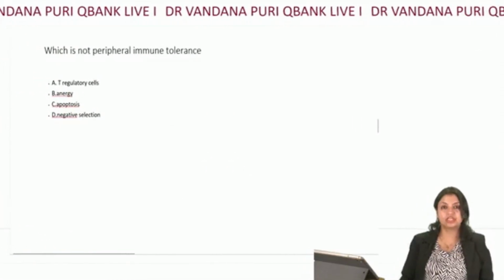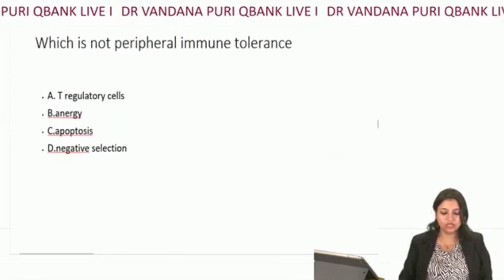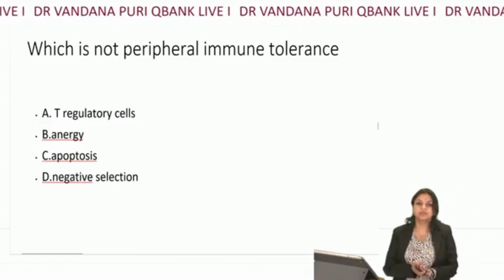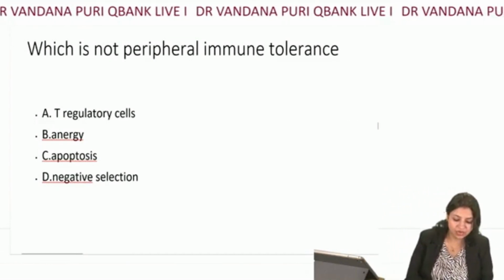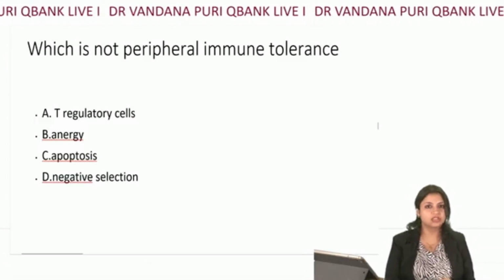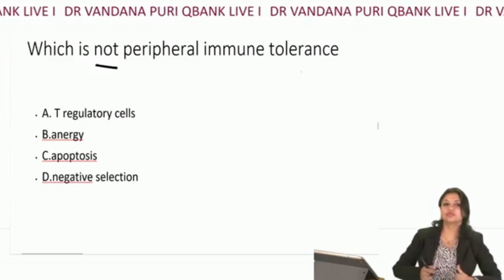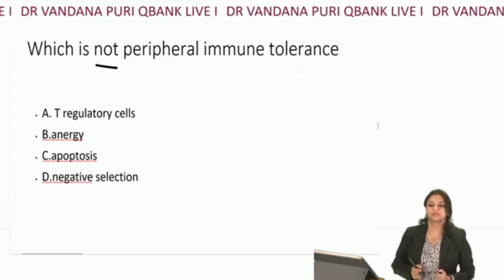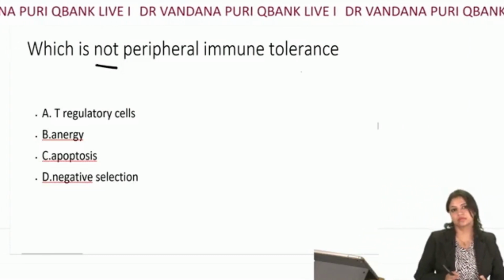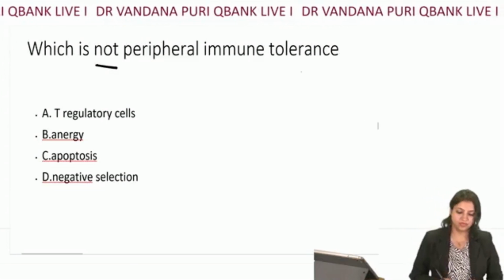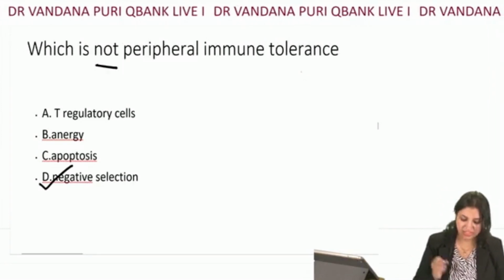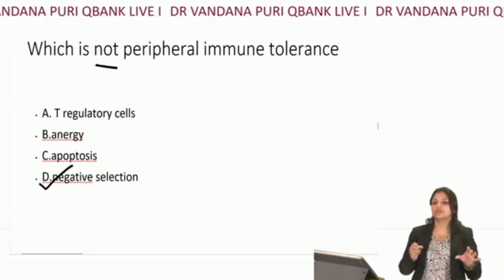So the next question is, which is not a peripheral immune tolerance mechanism? T regulatory cells, anergy, apoptosis, or negative selection. So if you know it, you'll answer it quickly. So what's the answer? The answer is D. Negative selection is a central tolerance mechanism.